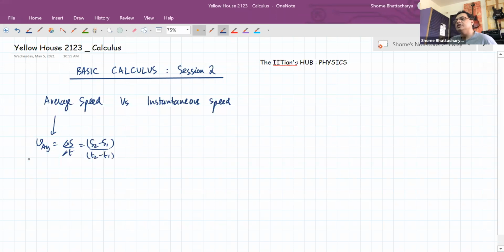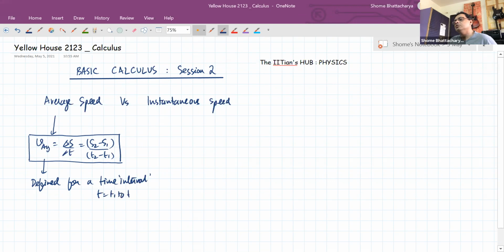So it is defined for an interval of time. Average speed is always defined in the context of a particular time interval. It is not defined at an instant. It is defined for an interval, T1 to T2. Whereas when we talk about instantaneous speed, the concept is a bit more abstract.